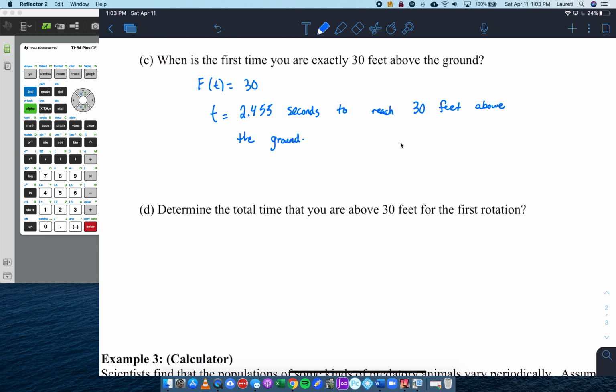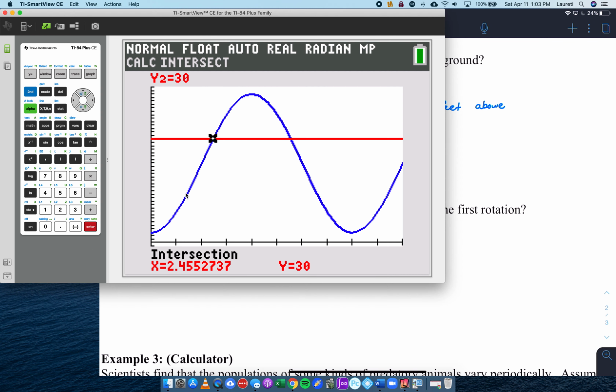Okay, and then the last question is determine the total time that you are above 30 feet for the first rotation. Okay, and what we have on our calculators, this is the first rotation, right? Obviously you can keep going, all right, but we're only doing the first rotation. So the time that you're above 30 is the first time that you hit 30, right? And then you reach the top of the wheel, and then now you're coming back down, okay? So whenever you hit this part, that's when you stop being above 30, okay? So we already have the first answer. Now I just need to find the second one.